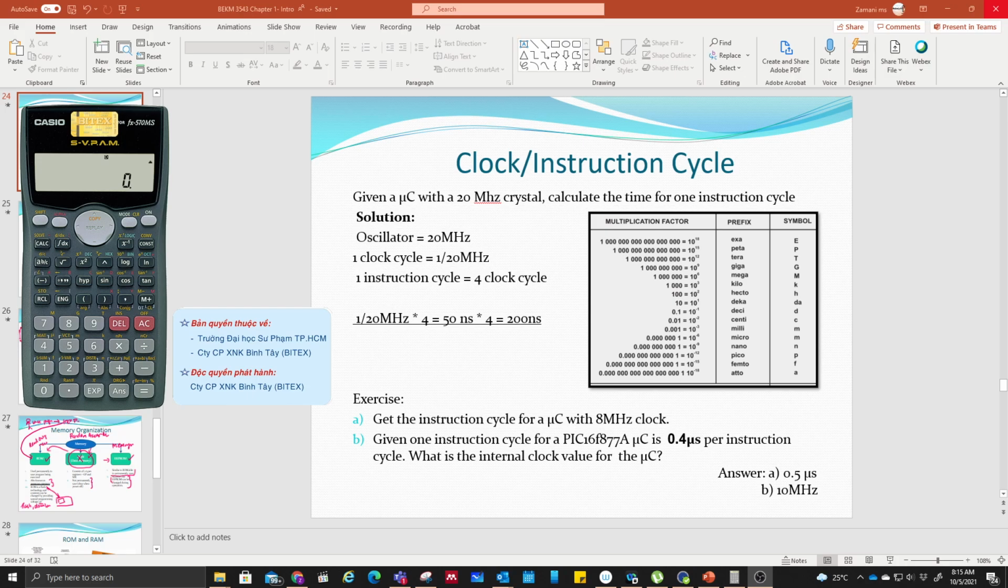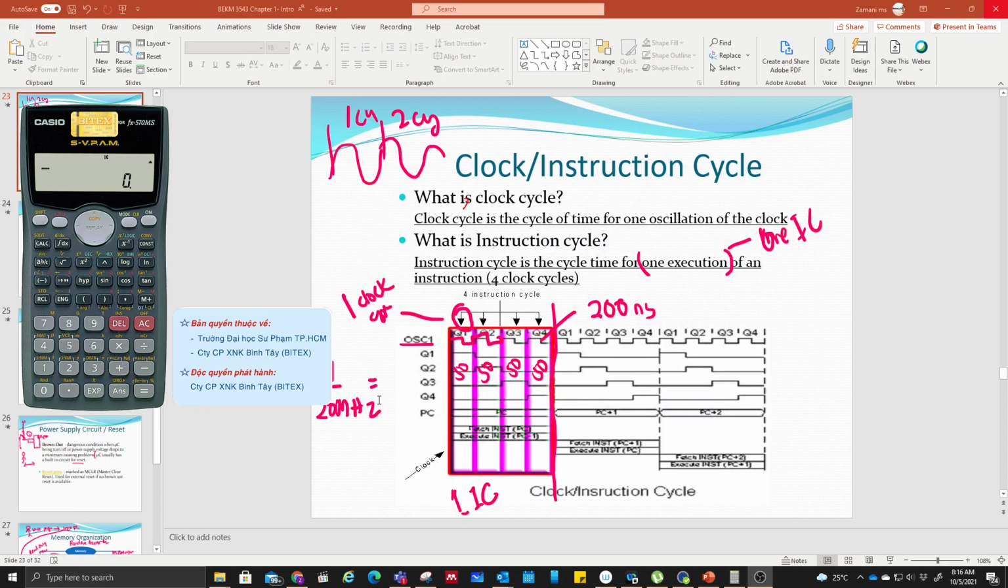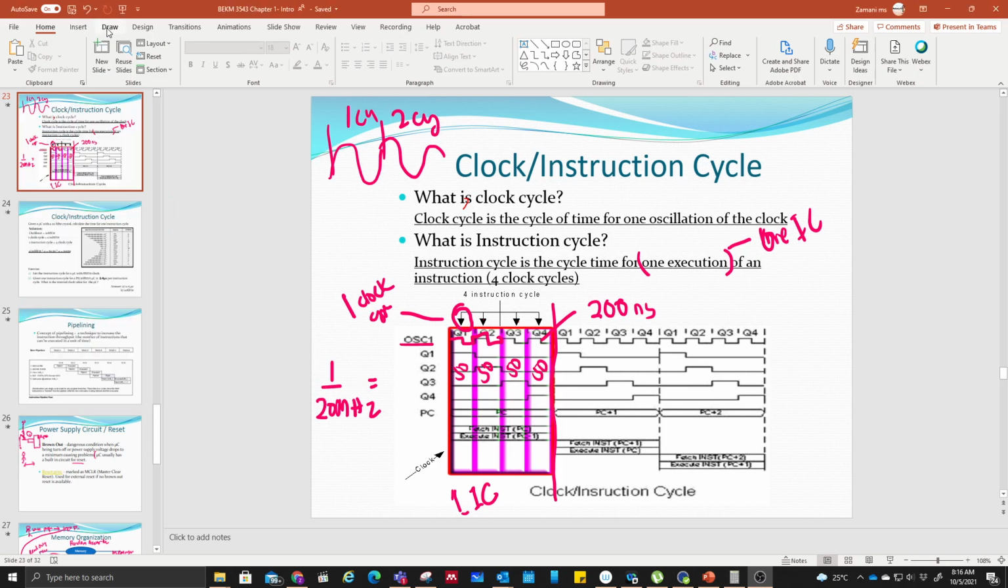Okay, this is the explanation for the questions inside the slide. I'm going to go through the questions and examples for you to understand how it works. So we just recap back on the definitions of the clock and the instructions.